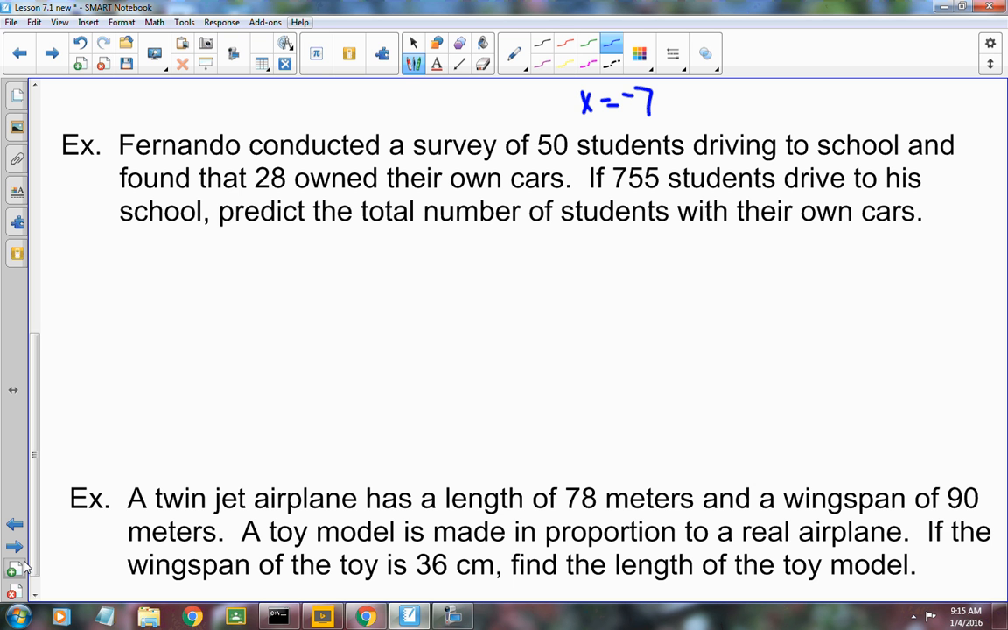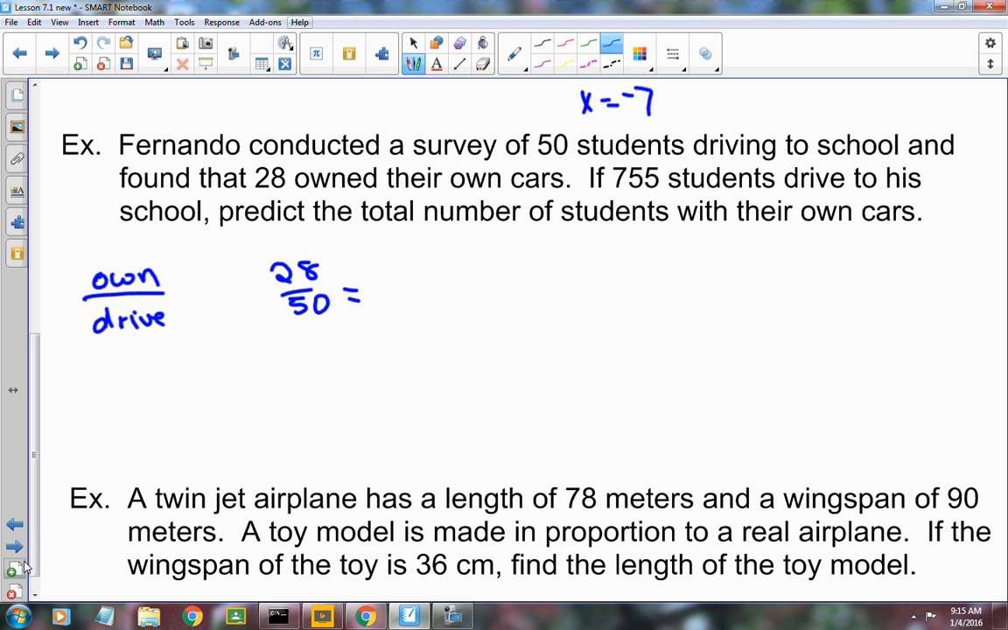Okay, people that drive to school to people that own their own car. How do we want to set that ratio up? Which one do you want to put on top? Doesn't matter. You want those that own their cars? Okay, so those that own their cars to those that drive, right? Okay. All right. So it says Fernando conducted a survey of 50 students driving to school and 28 own their own cars. What would that ratio look like? 28 to 50.